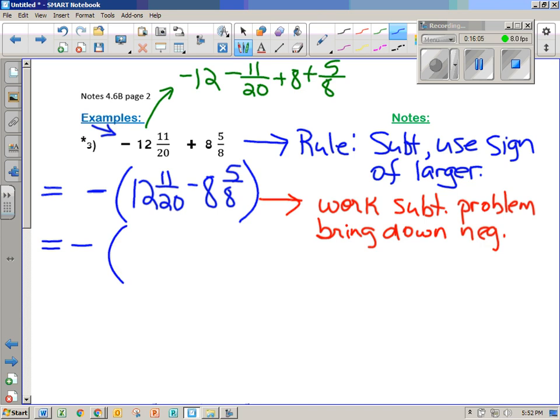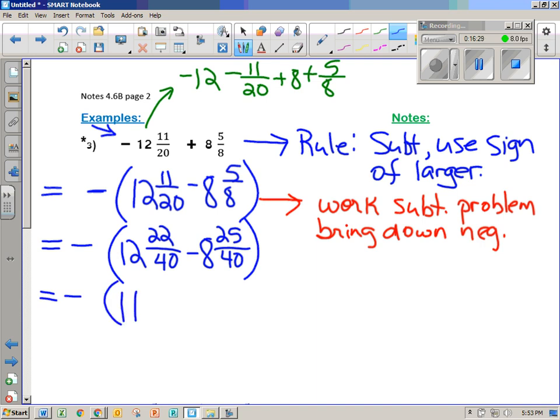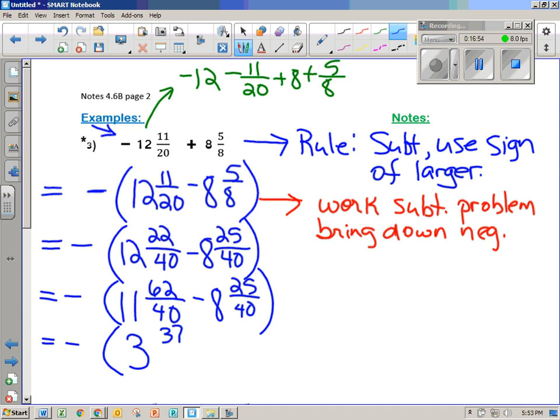So I can't actually subtract just yet. Common denominator would be what, 40? So let's rewrite both of them. Top and bottom get multiplied by 2. Top and bottom over here get multiplied by 5. 25 is bigger than 22, so I have to borrow. This 12 drops down to 11. My new numerator is the sum of these, so that's 62 over 40 minus 8 and 25 over 40. Same thing we've been doing for the last unit we did. So let's subtract. We've got 11 minus 8, 62 minus 25, that's 37 over 40.